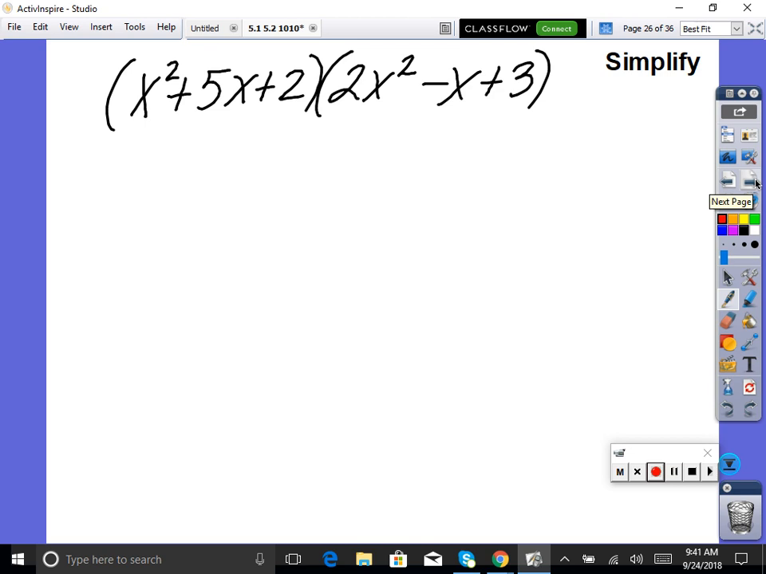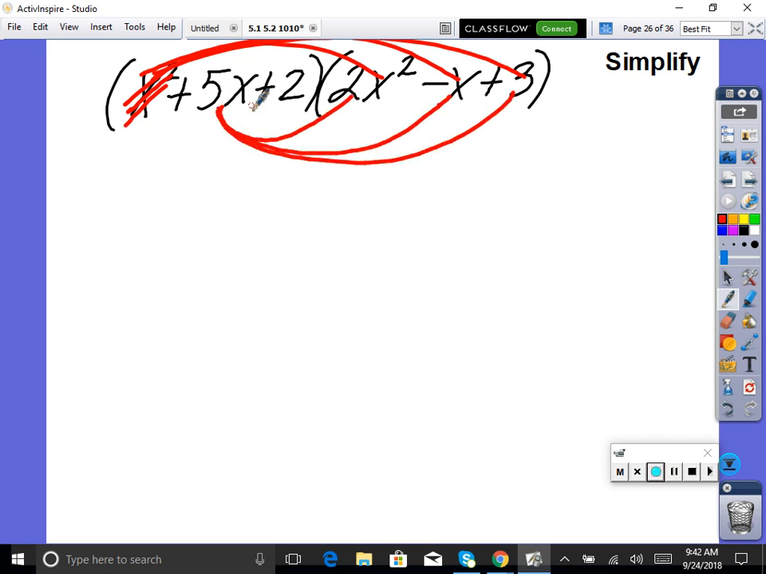How about this? Yes, you would take x squared times it, times it, times it, right? Then we'd scribble out x squared, right, everyone? Then we take 5x times it, times it, times it. Then we would scribble that out. Take 2 times it, times it, times it, and combine like terms.